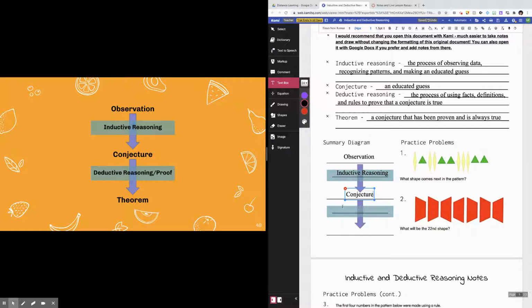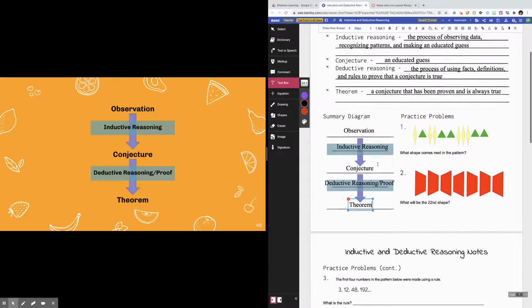So we start with an observation and use inductive reasoning to make a guess. And then if we want to say, well, I think that my educated guess is true all the time, we have to use deductive reasoning, or a proof. We have to prove it somehow. So deductive reasoning takes our conjecture, just a guess, to a theorem, which is just a fancy math word for a rule that's always true. We're going to be looking at a lot of theorems in my class in geometry, mostly about shapes and their properties.